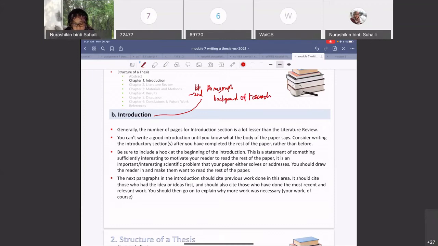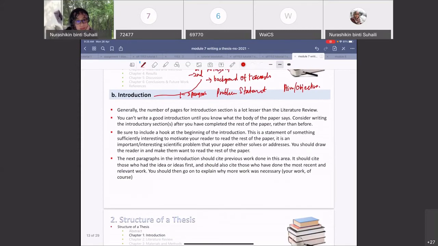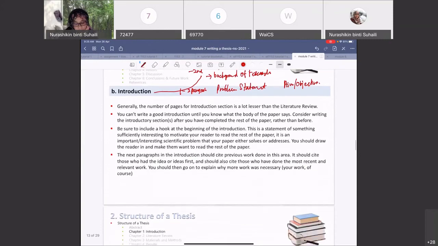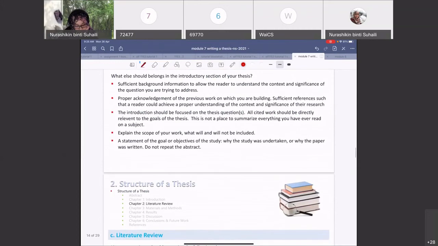So one to two paragraphs are on the background. The following one or two paragraphs should be on the problem statement in detail. And only then do you go into aims and objectives. So the content is the same as the proposal. It doesn't vary that much. Okay, read by yourself.